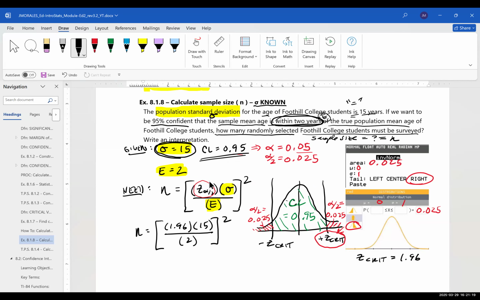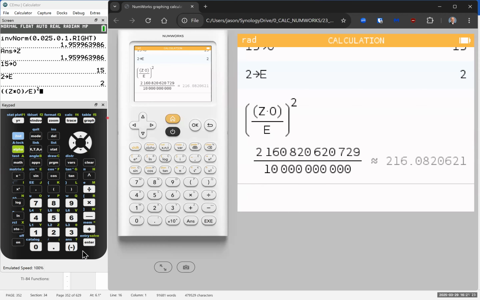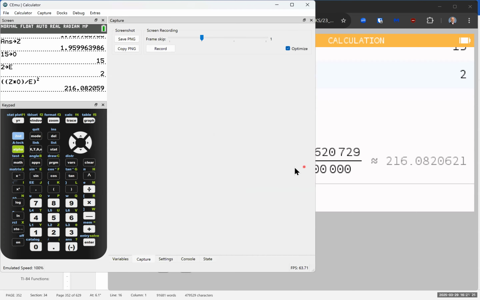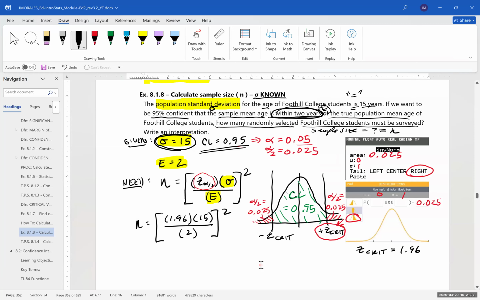So here we are with both of these. Now I can hit execute and I can hit enter, and you can see I get the same answer. So 216.08 and some change. Okay. So n is equal to 216.08, and it keeps going.